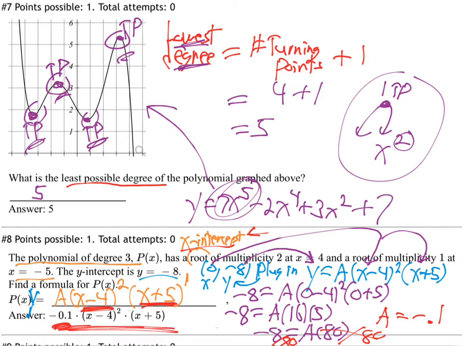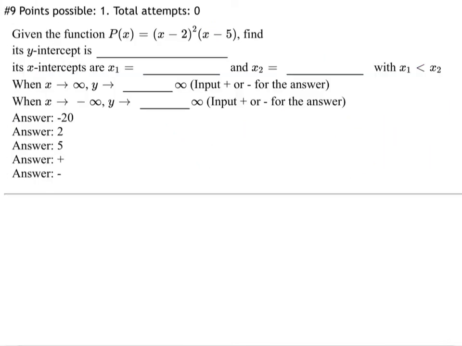In the front. So remember, roots are x-intercepts, and for x-intercepts, we always put the opposite number next to x in parentheses. The multiplicities are the powers. And then to find a, plug in the y-intercept and solve the equation for a.